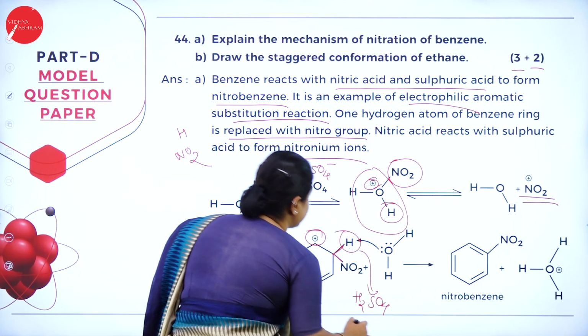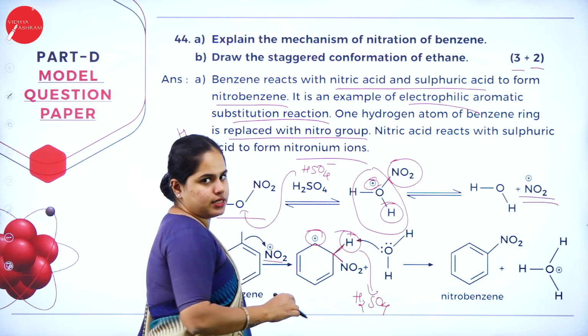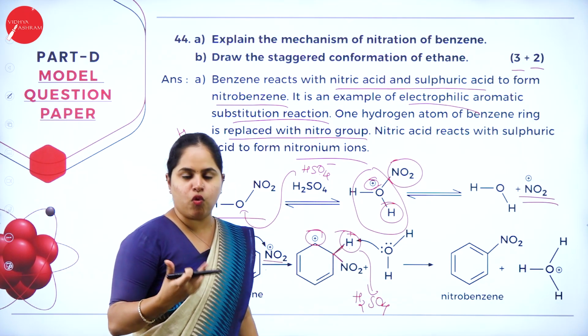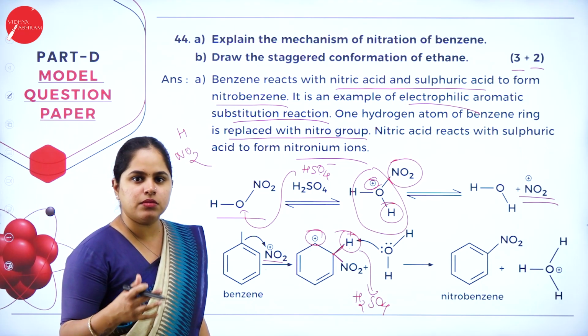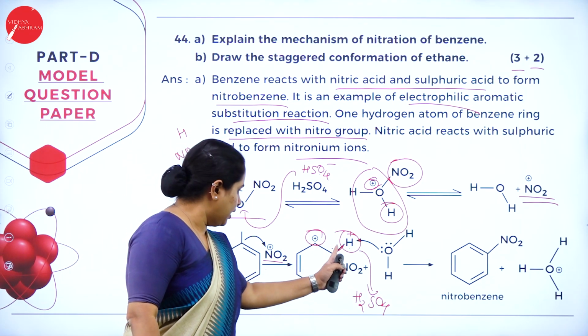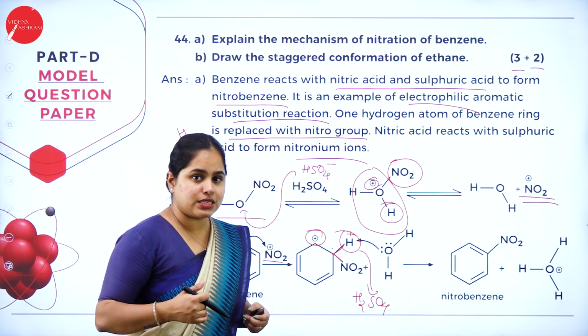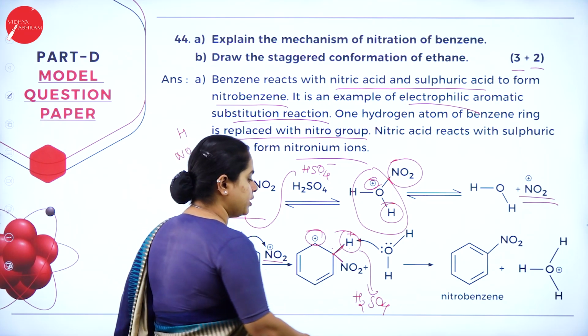Okay, I hope it is clear. This HSO4 minus will take up this proton, H plus, which will be removed. What we have to do: a hydrogen atom is being replaced by NO2, right? So this hydrogen has to be removed. That will be removed with the help of HSO4 minus. So that HSO4 minus is taking up one more hydrogen, which means it will form H2SO4.